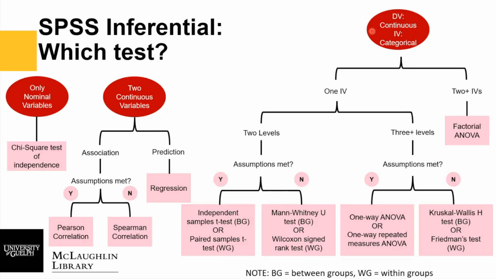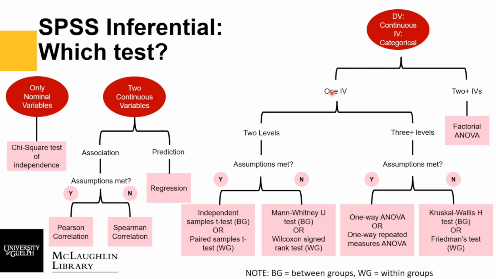So if you've got a continuous dependent variable and a categorical independent variable, you're either doing some kind of t-test or some kind of ANOVA. It's okay if you don't know what those mean yet. They're in the workshop series. We're going to be covering all of these different tests except factorial ANOVA.